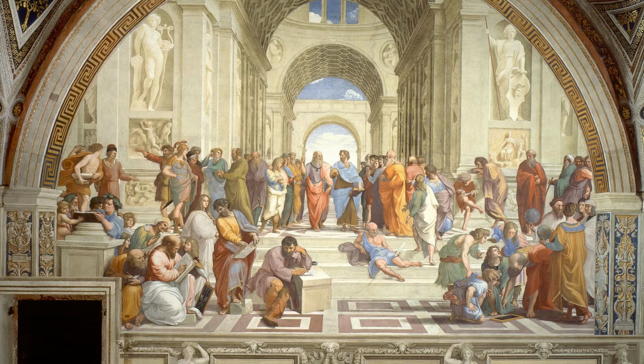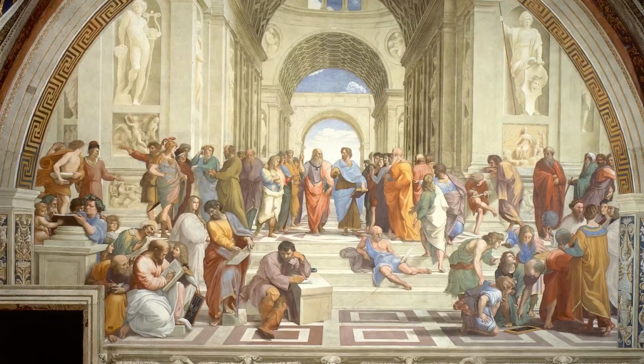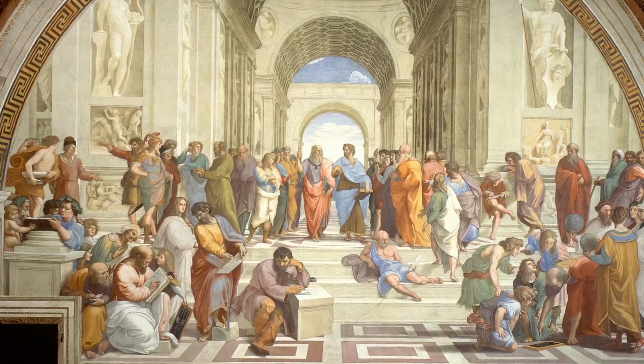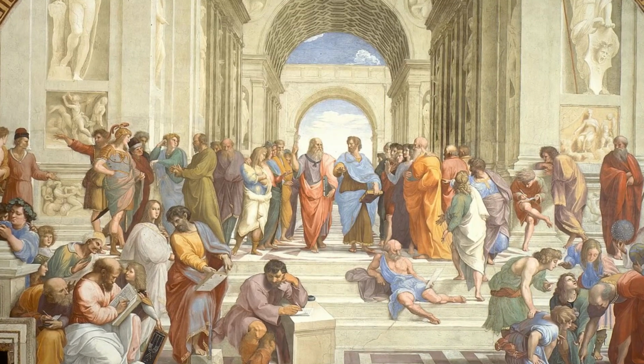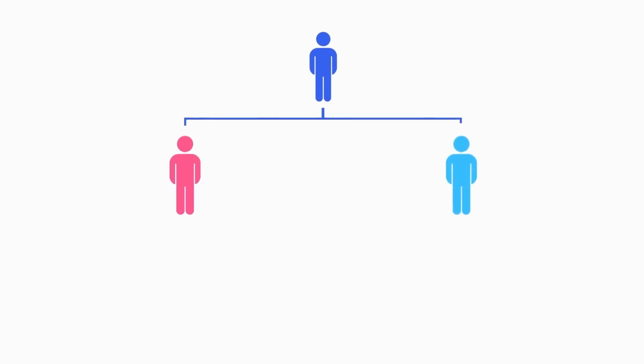Lesson 2. Hierarchy. Ancient Greek society was made up of a hierarchy which determined an individual's social status and privileges. The hierarchy was based on factors such as birth, wealth, and citizenship.